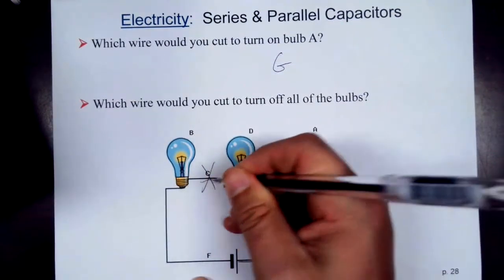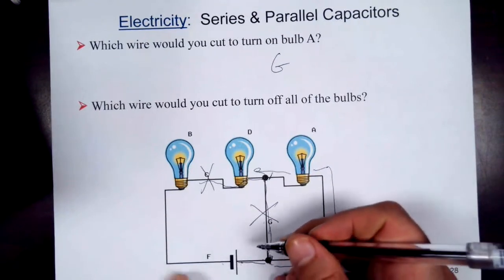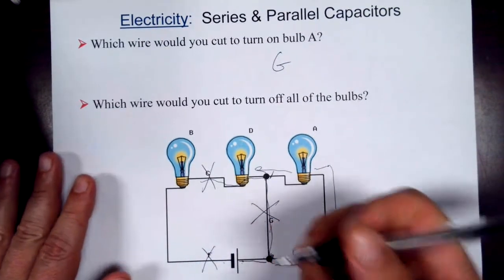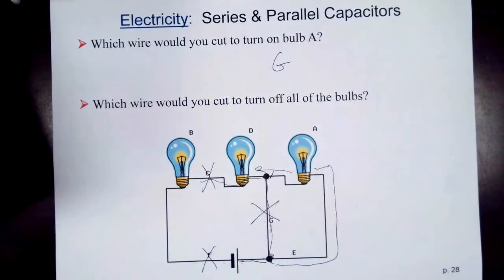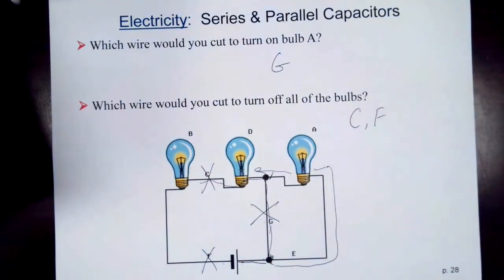C would work. If you cut C, then there would be no path from the positive terminal to the negative terminal. And if you cut F, there'd be no path to the positive or the negative terminal. So actually C and F here would kill our circuit if we did that.